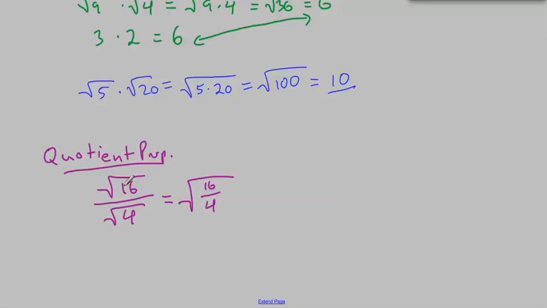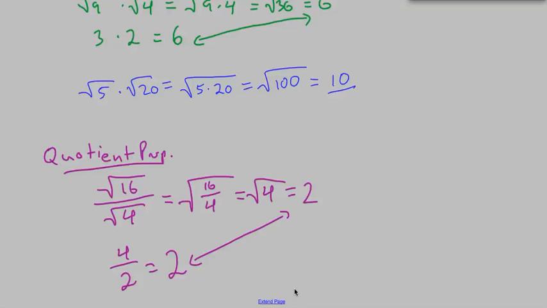First, let's try to work this out. Step down a level. The square root of 16 equals 4, and the square root of 4 equals 2. So if I do this right, my final answer should be 2. So let's go back up. We'll use the quotient property instead of simplifying first. The square root of 16 over 4. Well, 16 divided by 4 is 4. So what's the square root of 4? 2. Look at that. That works as well.